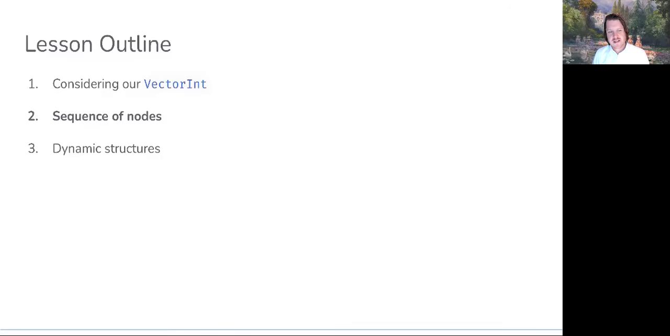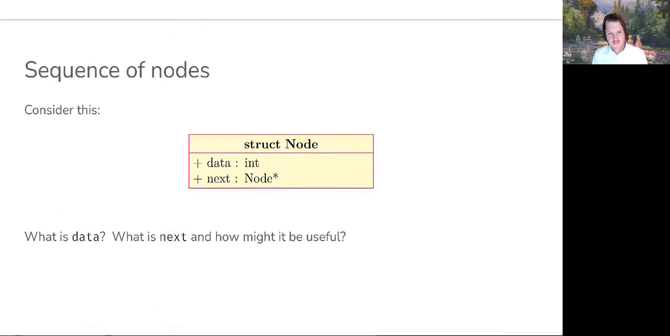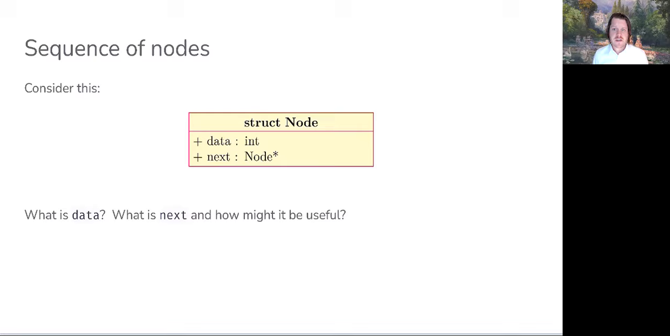And welcome back. So let's move into the sequence of nodes and see what that's all about. In order to do so, we're going to need to define a new user-defined type, and we're going to create it as a struct node. It will have two data members, both of which will be publicly accessible by users of our type, because by default, data members of a struct are public.